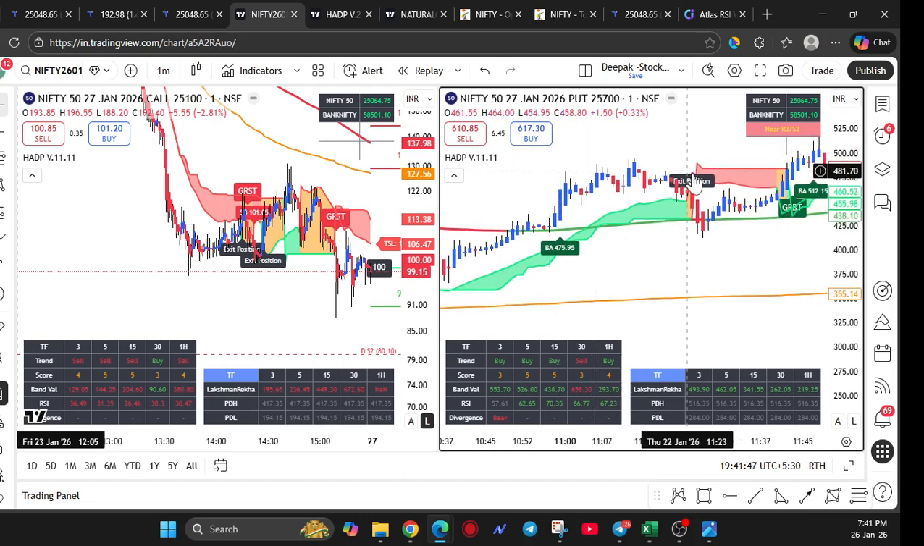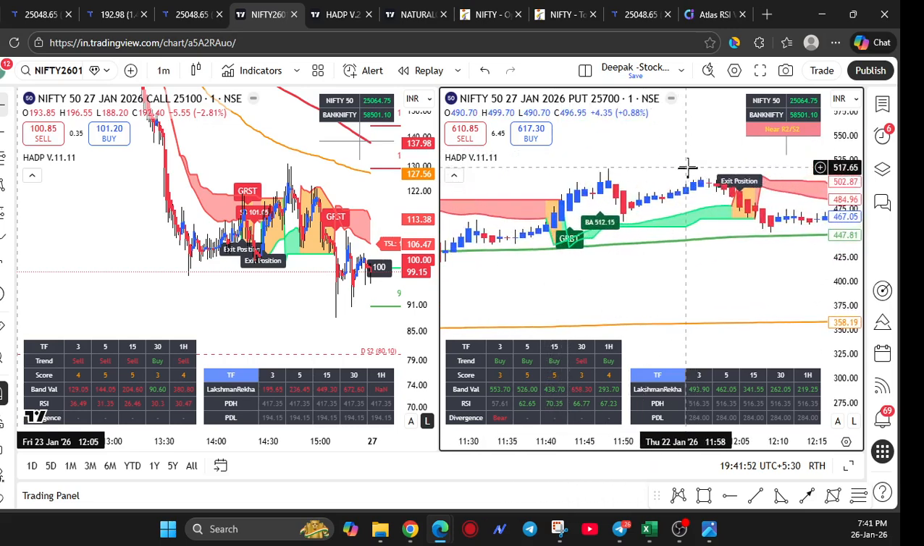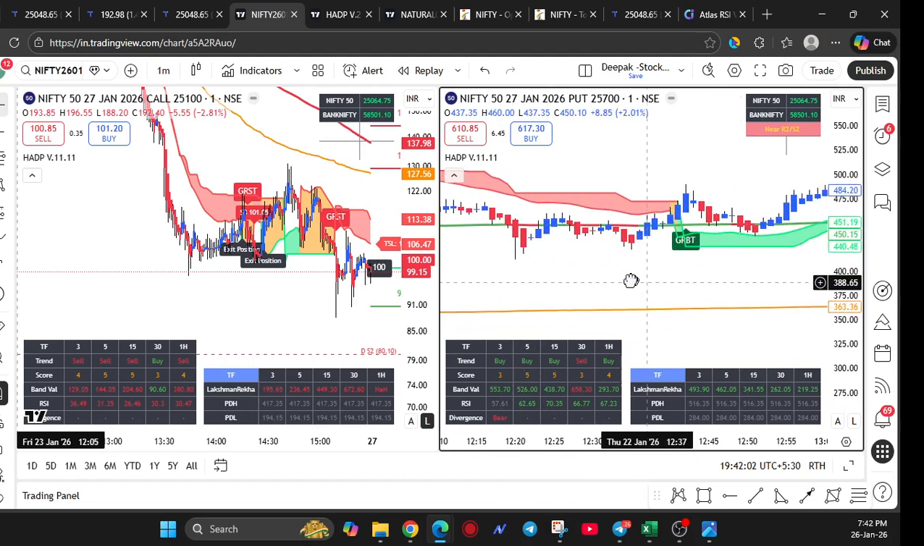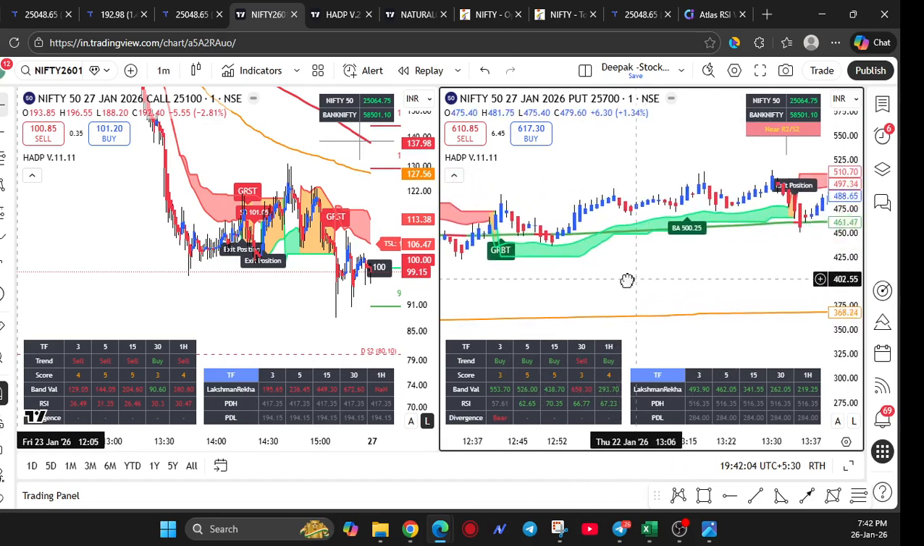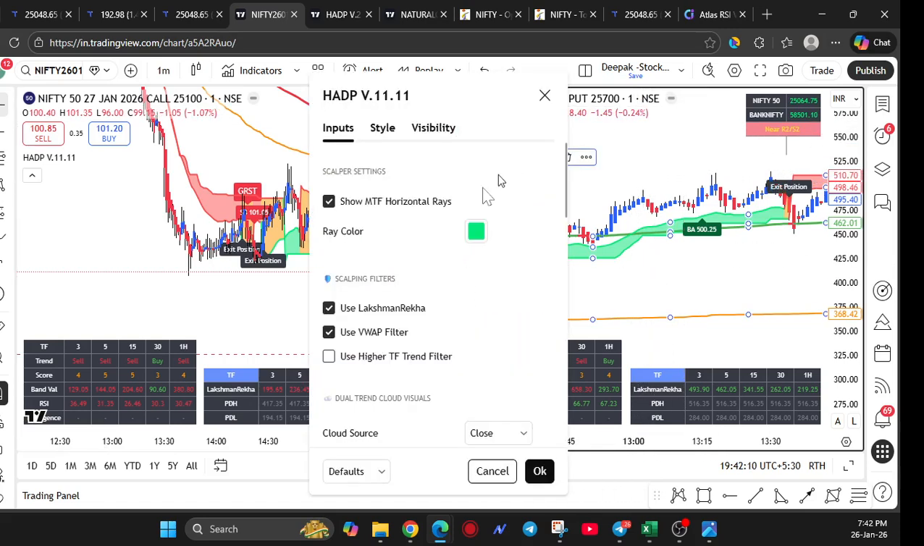So, and then it gave an exit here. Again it gave a buy here, right? And 512, it did not break that high. Again exit position, and then it gave a buy above 500, whatever, right? This is on a one minute candle frame, right? So this is the use.